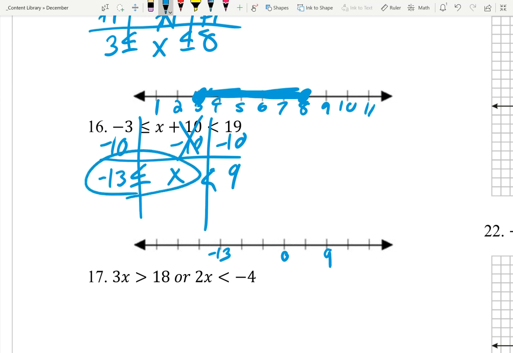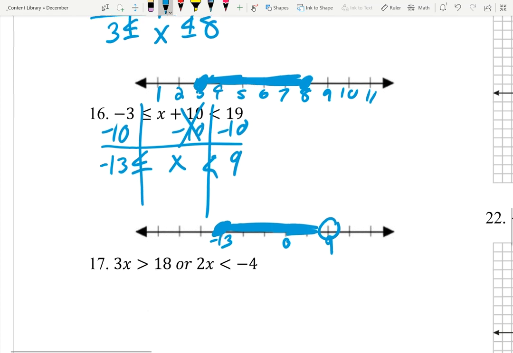So at negative 13, we're going to have a closed circle for its sign. And on 9, we're going to have an open circle. And remember, x is between these numbers, so we're going to shade between the negative 13 and the 9. There is our answer, something kind of like that.